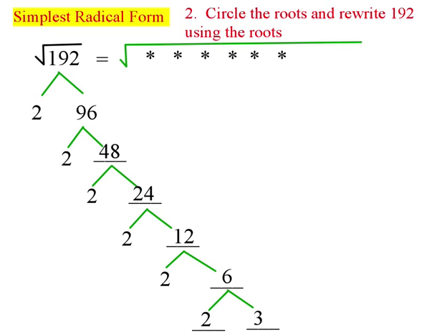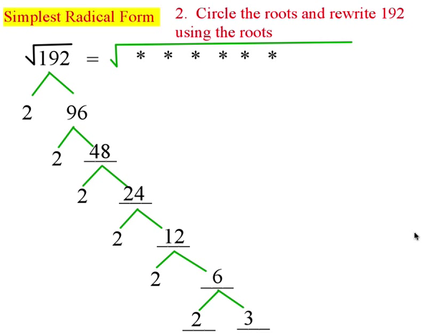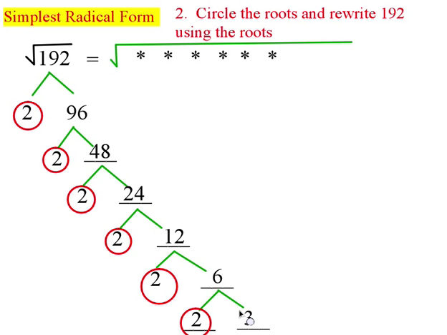So the next thing I do is I circle all of the roots. These are the numbers at the end of the branches. There are no branches going off of these numbers. They sort of stand alone by themselves.